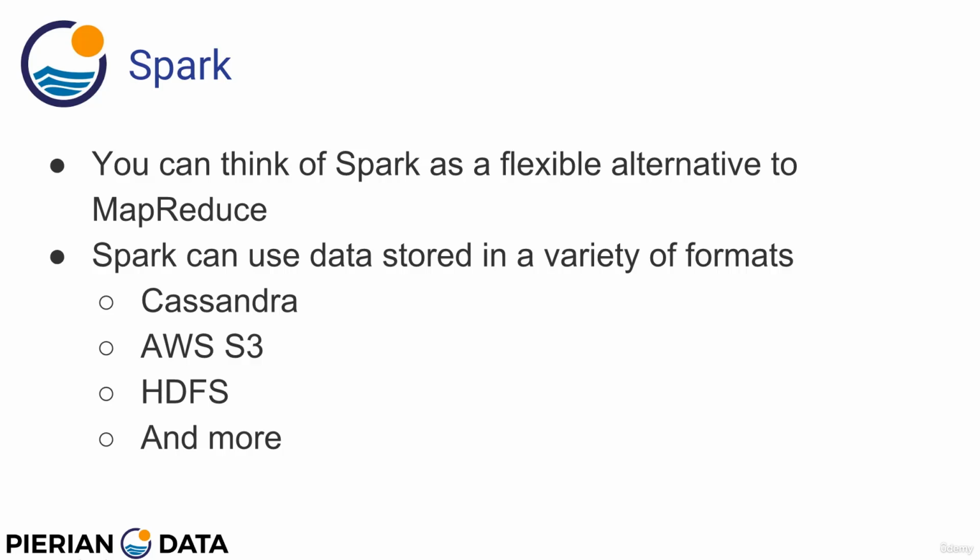You can think of Spark as a flexible alternative to MapReduce. Spark can run on top of existing Hadoop distributed file system infrastructure to provide enhanced and additional functionality. However, Spark can also use data stored in a variety of formats, such as Cassandra, Amazon Web Services S3 storage, HDFS, as I just mentioned, and more.